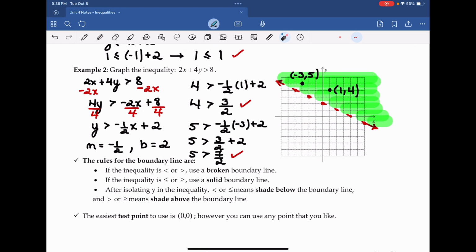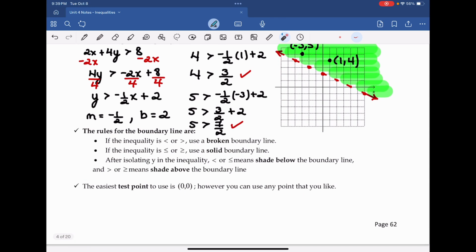Okay, again, let's just generally review the rules for the boundary line. If the inequality is a strict greater than or less than, then we know it's going to be a broken boundary line, or a dotted boundary line as we call it. If it's greater than or equal to or less than or equal to, we call this a solid boundary line. And then after isolating y in the inequality, we can either shade above or below, because if we know that y is greater than a certain value, then it's above. If it's less than, then it's below. And that's why we say after isolating y, then shade.